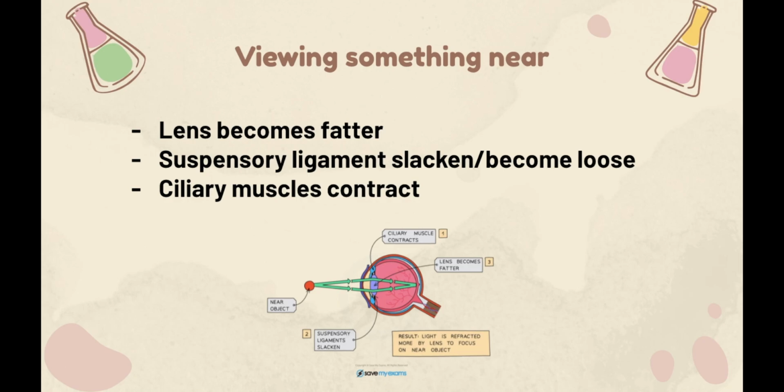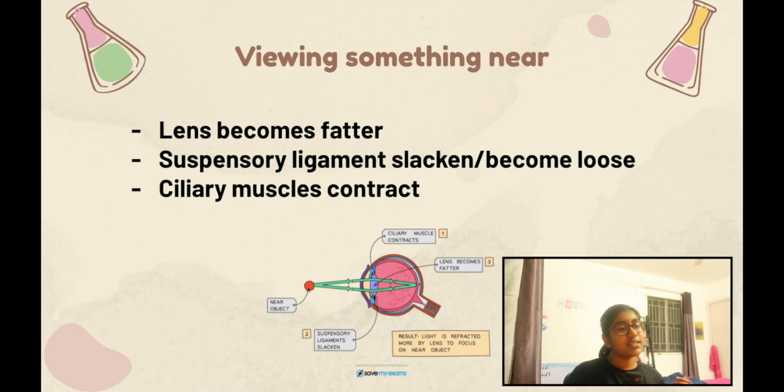So now I'm going to explain this in more detail. When you're viewing something near, your lens becomes fatter, so it becomes thicker. The suspensory ligaments slacken or become loose, and the ciliary muscles contract. Below I have a diagram here. You can look at this diagram. Honestly, I don't think it's that helpful. Instead, I think just remembering this through some sort of imagery is a lot more useful.